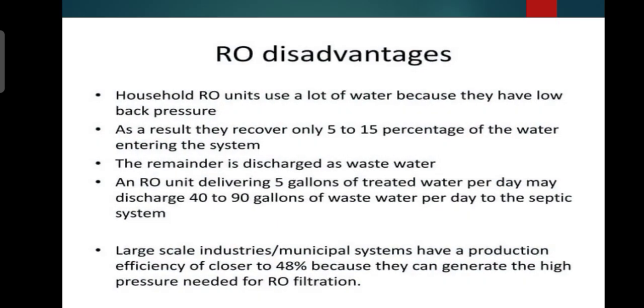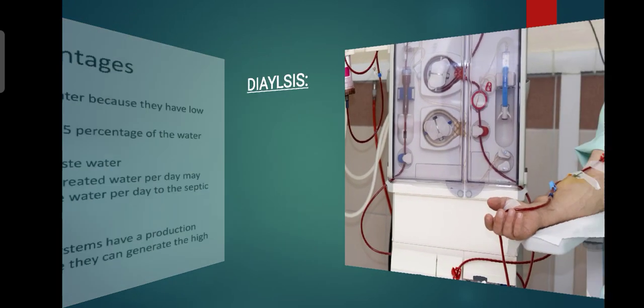Reverse osmosis disadvantages: household reverse osmosis units use a lot of water because they have a low back pressure. As a result, they recover only 5 to 15% of water entering the system. The remainder is discharged as wastewater, and a reverse osmosis unit delivering 5 gallons of treated water per day may discharge 40 to 90 gallons of wastewater per day to the septic system. Large scale industries have a production efficiency closer to 48% because they can generate the high pressure needed for reverse osmosis filtration.